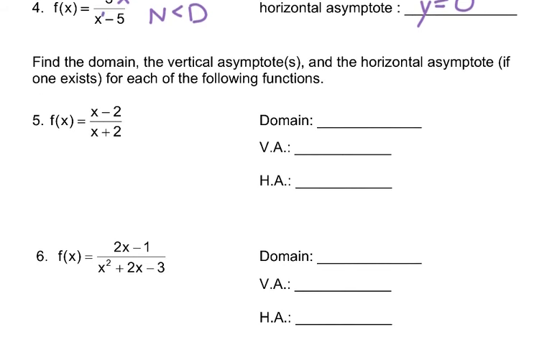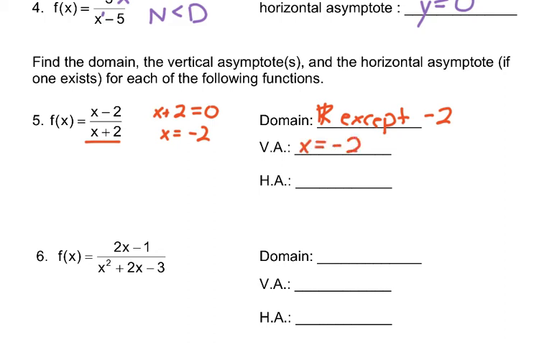All right, so now we're going to put it all together. To find your domain and your vertical asymptote, you take your denominator and set it equal to 0. So x plus 2 equals 0 would mean that x equals negative 2. So your domain is all real numbers except numbers that make the denominator equal 0, which would be negative 2. My vertical asymptote would be at x equals negative 2.